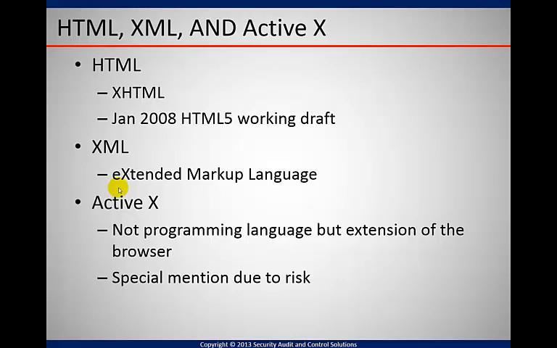We've got XML, which is Extensible Markup Language. ActiveX is not a programming language, but an extension to the browser. So it's actually an OCX, a .ocx in the operating system, but it is actually a dynamic link library. And it has to be mentioned because it actually has direct access to the operating system itself.